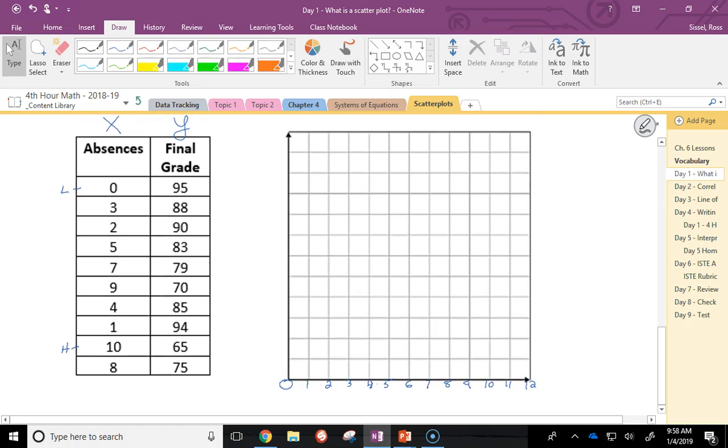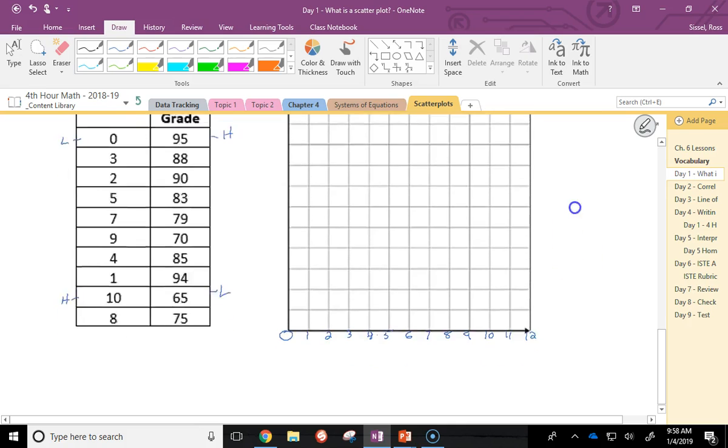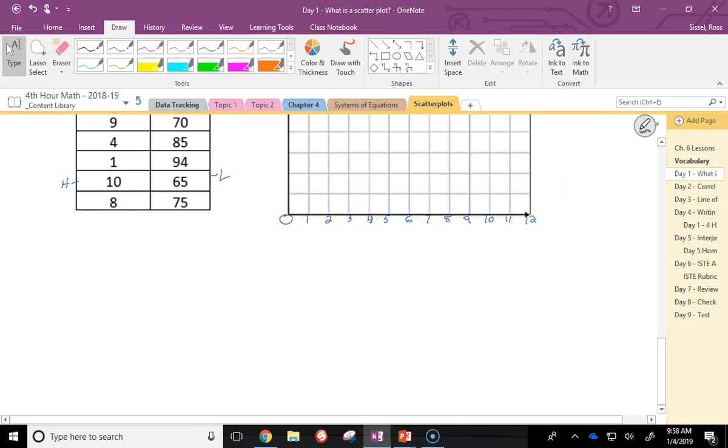We have 12 lines going up on the y-axis, but what is my high score for my y-axis? 95. Okay, so that's high. What's my low? 65. And I think this is almost where we left off yesterday. So I'm going to show my work. 95 minus 65 is 30. So we found our range to be 30. That's where we stopped yesterday, right? Okay.